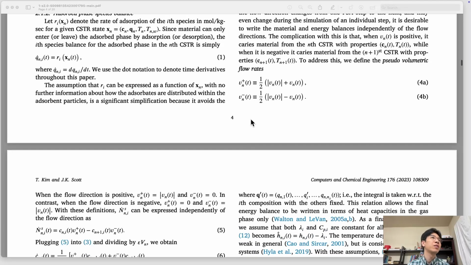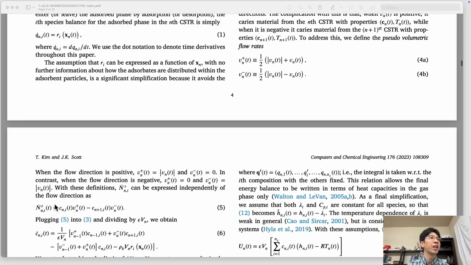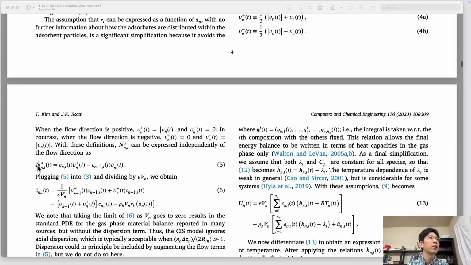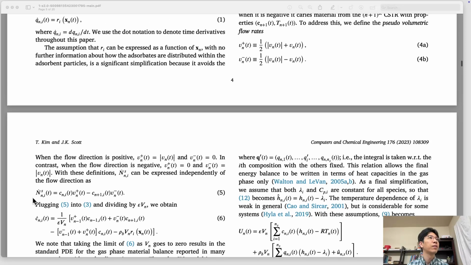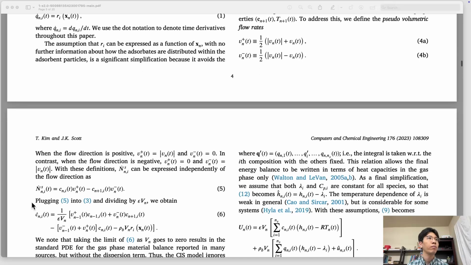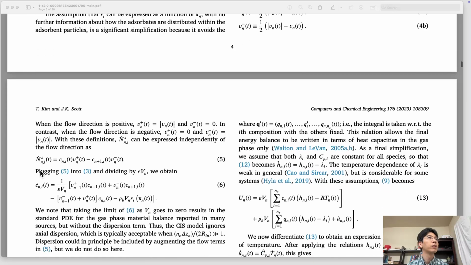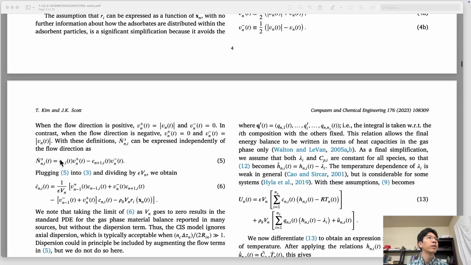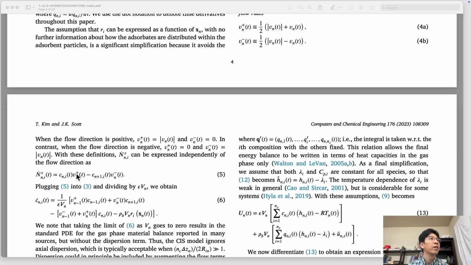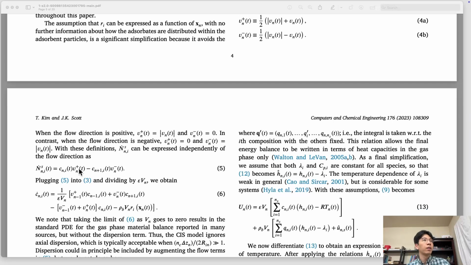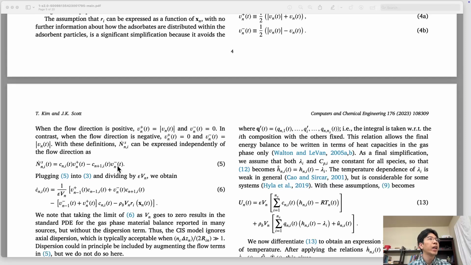So these are really nice. It allows us to write our mass balance independent of the flow direction. That's the main advantage, right? That's why we adopted this formulation in our work. So you can almost think of this flow term as the concentration of the n-th CSTR times the positive pseudo volumetric flow rate, minus the concentration of the CSTR above, the n+1 CSTR, times the negative pseudo volumetric flow rate.